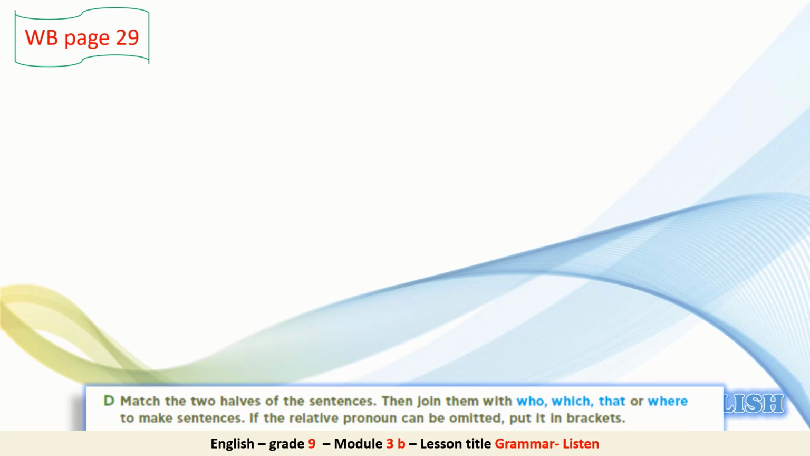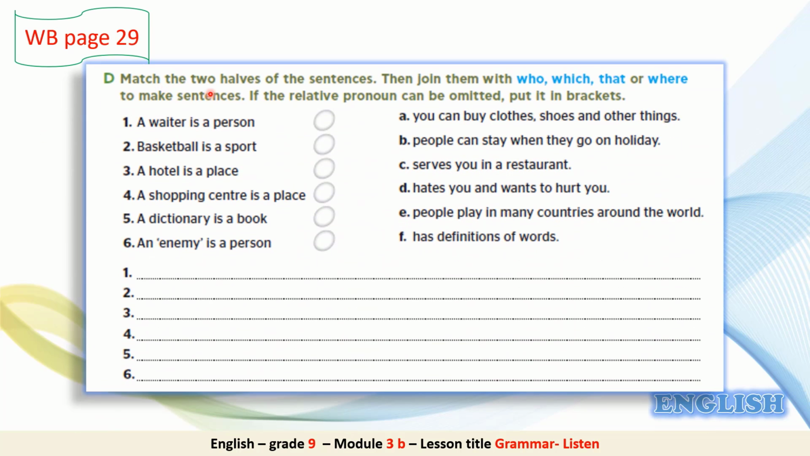Let's move on to the exercise in workbook page 29. Match the two halves of the sentences, then join them with who, which, that, or where to make sentences. If the relative pronoun can be omitted, put it in brackets. Here we have 6 sentences divided into 2 parts. What you are going to do is to match each sentence to its correct completion from here, and use who, which, that, or where to join the 2 parts of the sentences. Pause the video and try to find out the correct completion of each sentence and join it with the correct relative pronoun or adverb. Go ahead.